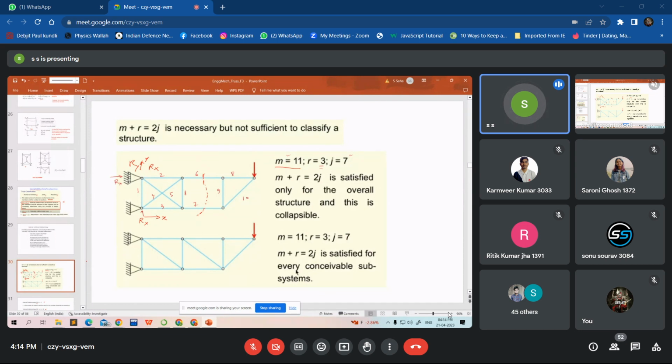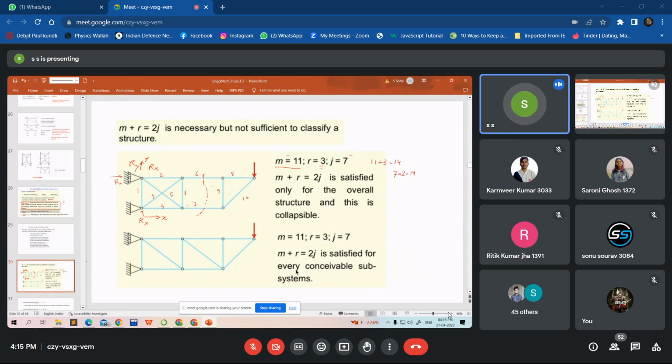So M plus R is 11 plus 3, equal to 14, and this is also equal to 7 into 2, which is equal to 14. So this condition is satisfied. But this is not stable because it does not have the triangular configuration. Here the triangle is missing. Okay. So basically this is a case where the truss is unstable.